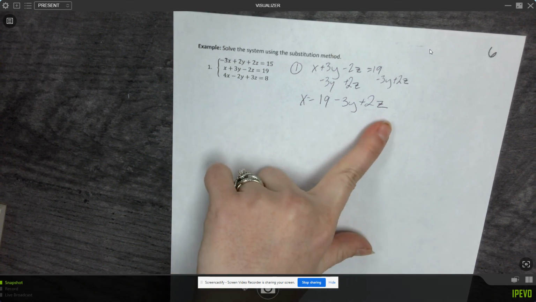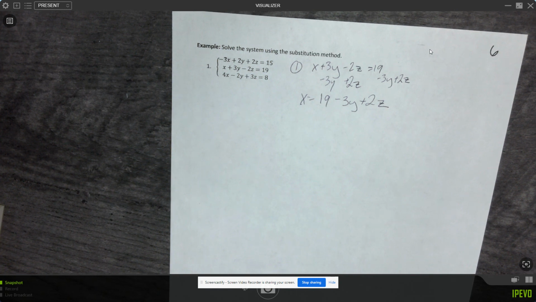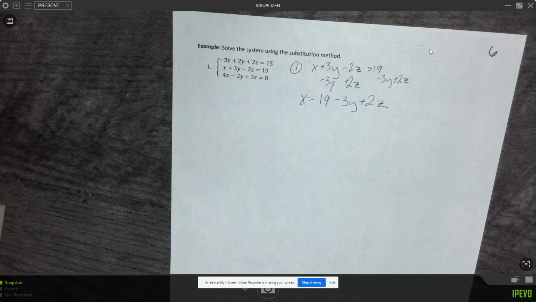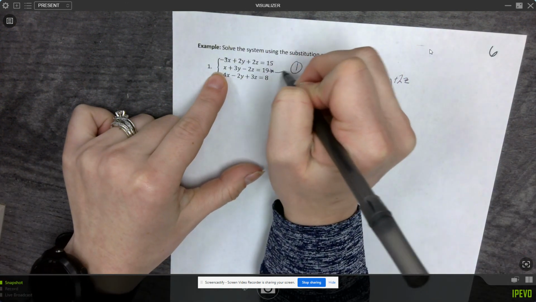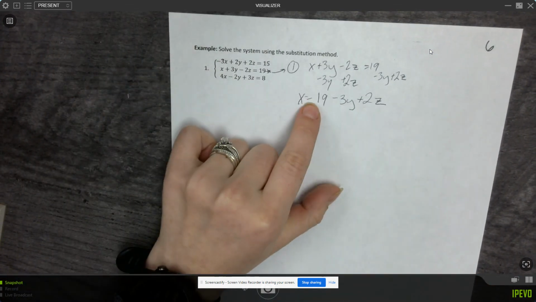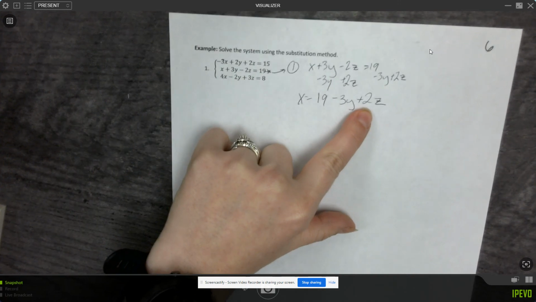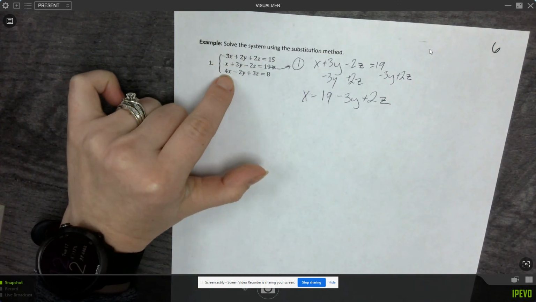Now you have an equation that is solved for one of your variables. So now we're going to do that substitution step that you should know how to do if you preferred substitution. We need to do that in both of the other two equations. So this middle one was the one I used here. So I'm going to use the other two and substitute 19 minus 3y plus 2z in for x in the first equation and then in the second equation.